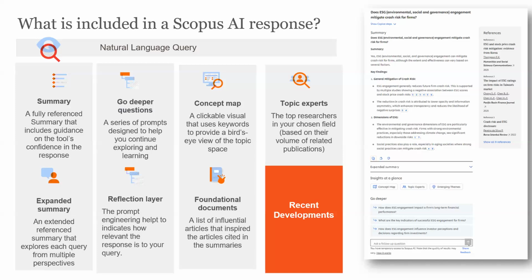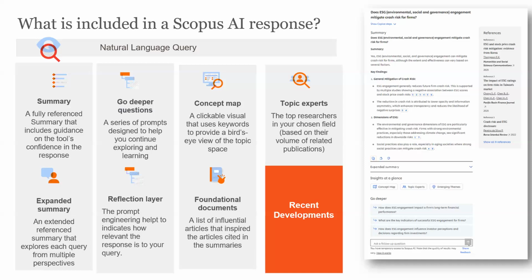So this is a list of the influential articles that inspired the articles cited in the summary. Right. So it uses the summary that was generated, and it looks at which are the foundational documents that support this answer. Right. So you might be familiar with this. This is where we started with Scopus AI. This is what we covered in our previous session as well.